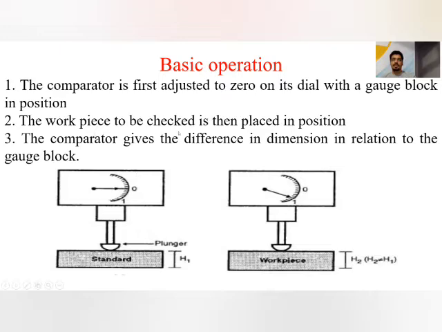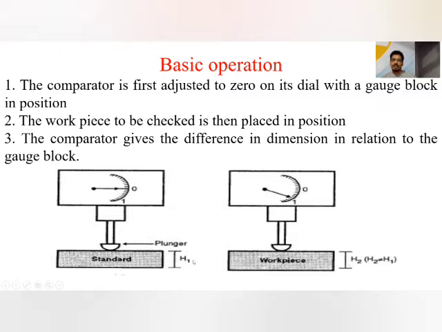Next, the workpiece to be checked. Now we have to replace this standard, and the workpiece which is manufactured in the company with respect to this standard is kept under this plunger like this. If the height of the standard is h1 and the height of the workpiece is h2, now there are three conditions. It is possible that the height of the workpiece is equal to the height of the standard, less than the height of the standard, or greater than the height of the standard.